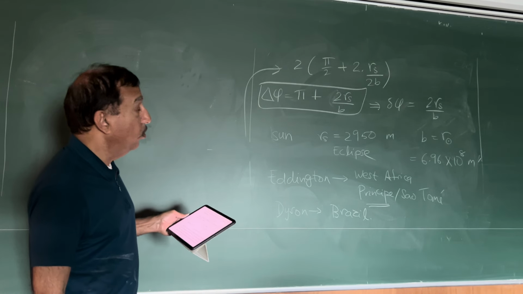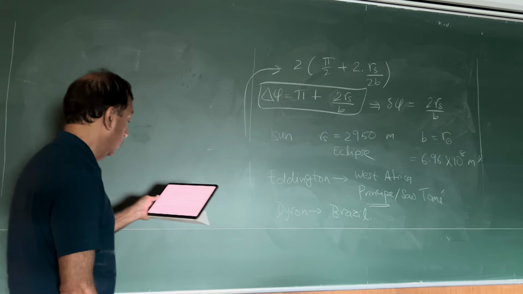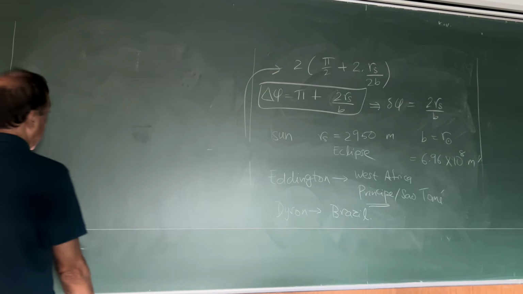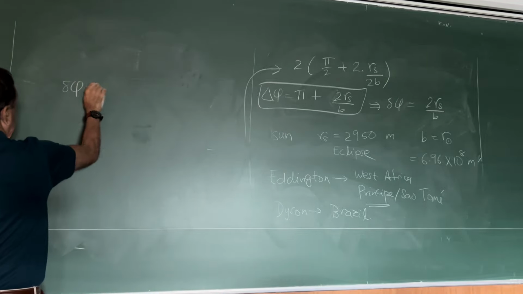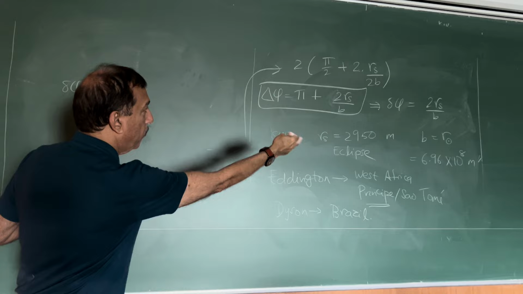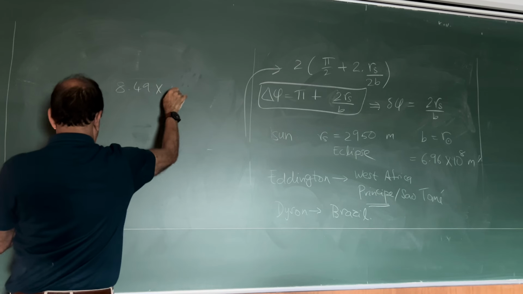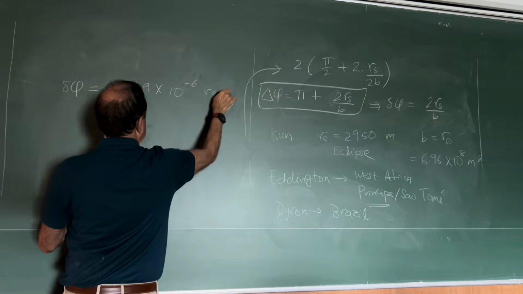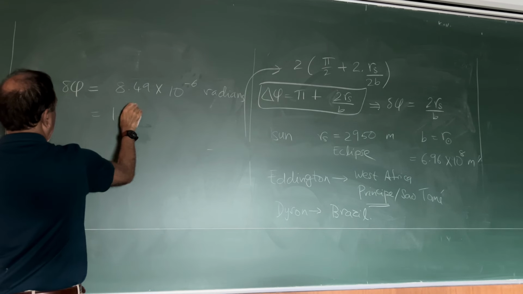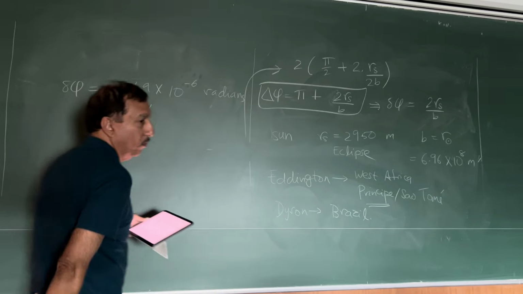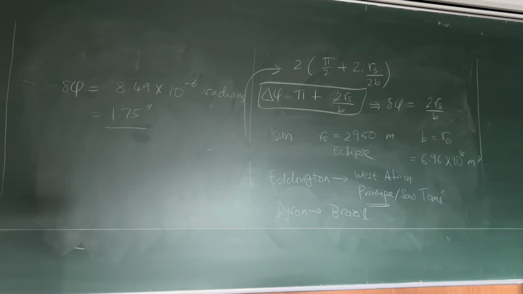I have to take this ratio, but I'll get an answer in what units? Radians. And then I have to convert to degrees, arc minutes and arc seconds. And in the end we get that quantity. So this is 8.49 times 10 to the minus 6 radians, and this is 1.75 arc seconds, one of the most famous numbers in the history of science. What did Eddington and Dyson find?